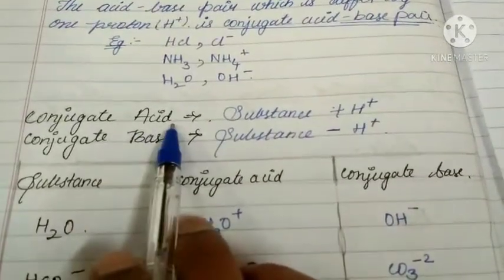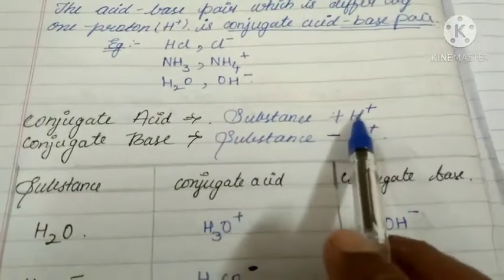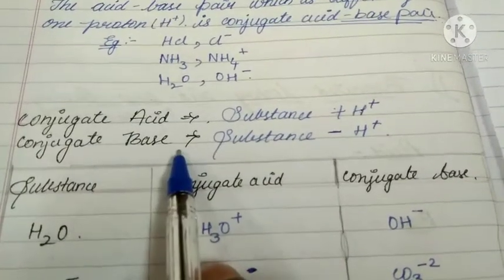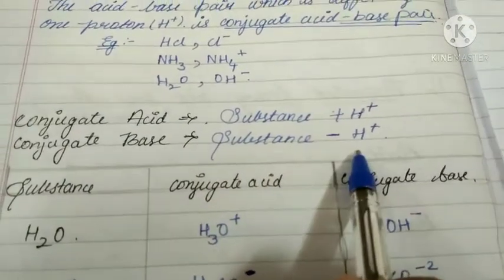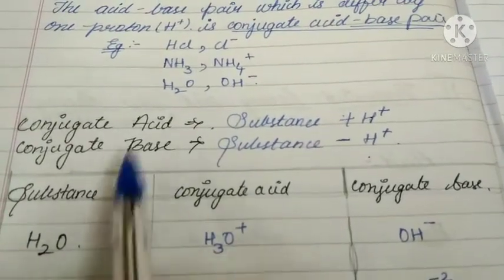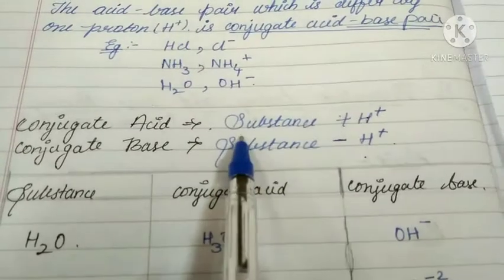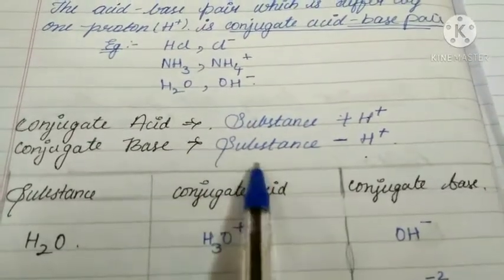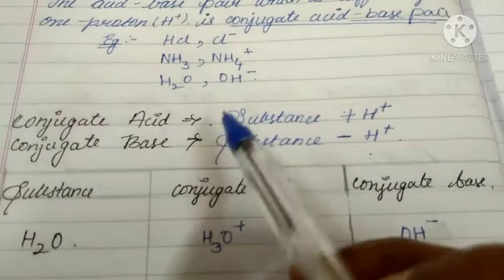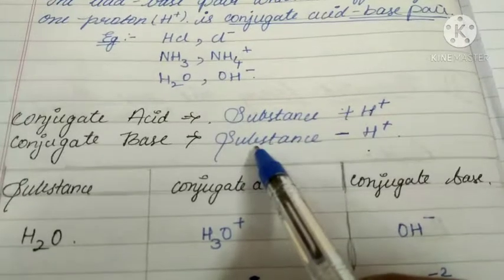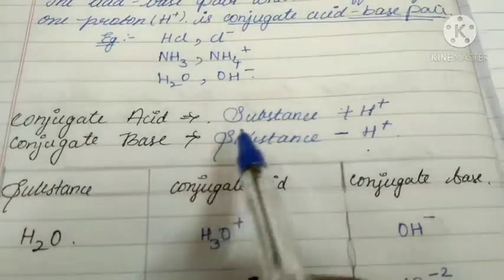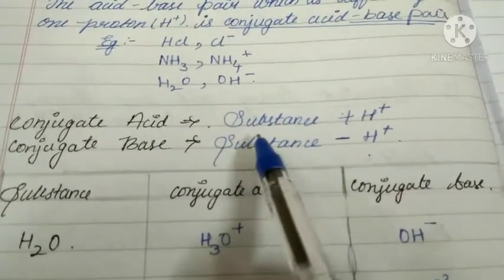Next, what is conjugate acid? If you add H plus to the given substance, that is conjugate acid. Then what about conjugate base? If you remove H plus from the substance, that will be conjugate base. If you observe these 2 points carefully, you have to get one point. These 2 points are exactly opposite.